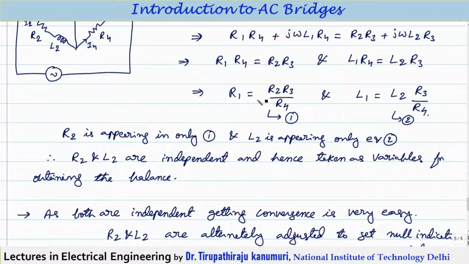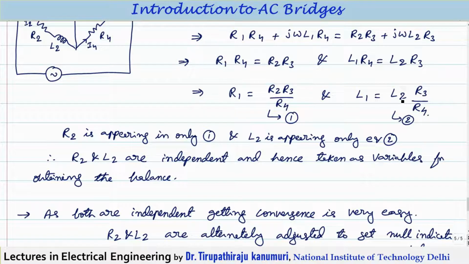Now from these equations you can see that in order to obtain R1, it is R2 into R3 by R4. This is L2 into R3 by R4. So R3 and R4 are common to both the equations. Let us assume R3 and R4 are the variables. As they are in both the equations, when you vary them, both the equations are disturbed. So getting the balance will be a very difficult task.